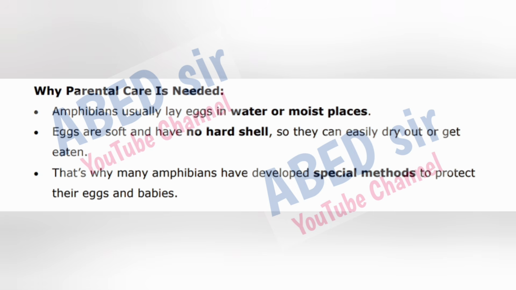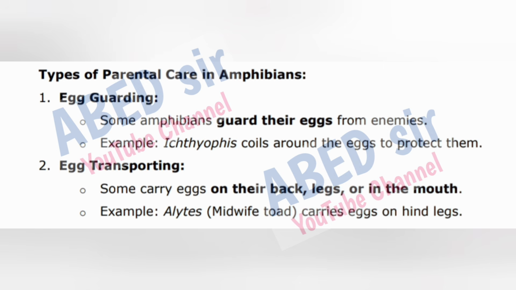Why is parental care needed? Amphibians usually lay eggs in water or moist places. Eggs are soft and have no hard shell, so they can easily dry out or get eaten. That's why many amphibians have developed special methods to protect their eggs and babies. Types of parental care in amphibians.